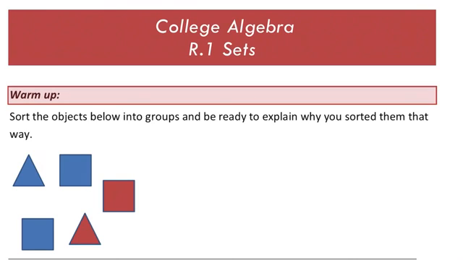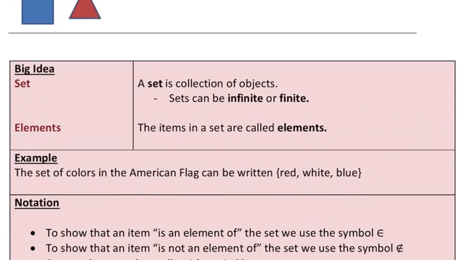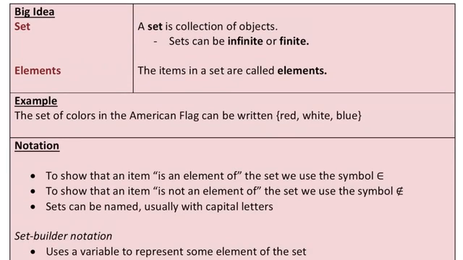If I asked you to sort the items below into groups, my different shapes, you might sort them in a variety of different ways. Some people might group them by color, put all the blue ones together. Some might put all the red ones together. You could sort them by triangle versus square. So a collection of objects like that is a set.